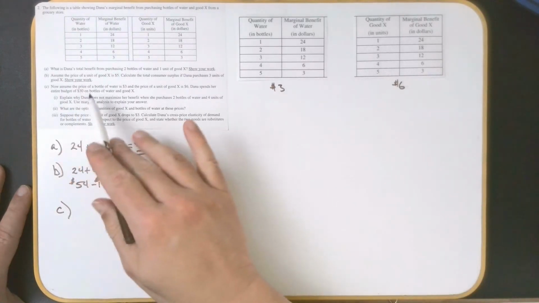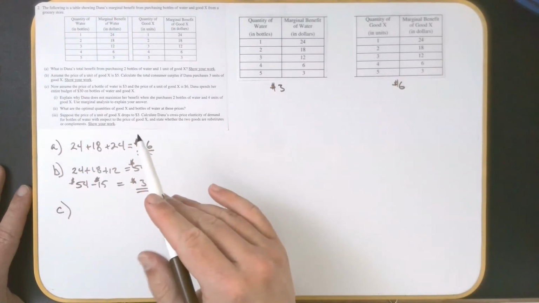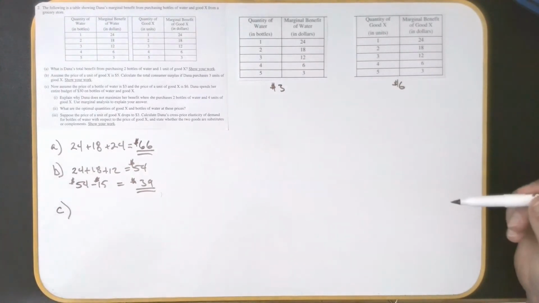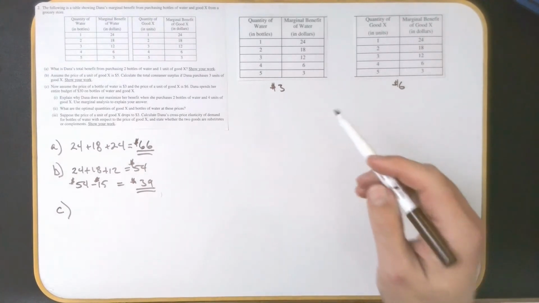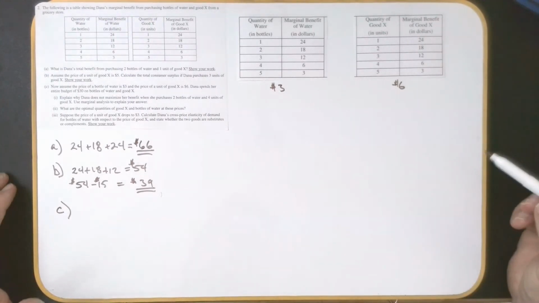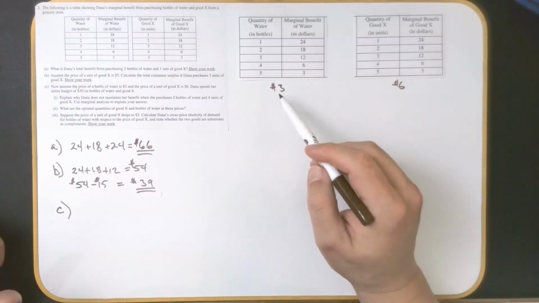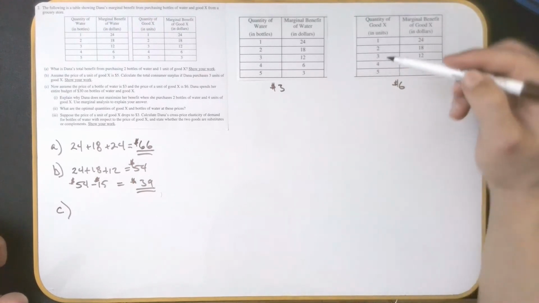Dana spends her entire budget of $30 on bottles of water and good X. Explain why she doesn't maximize her benefit. Well, before we go to that, because we have our marginal utility, we want to do marginal utility per dollar. So what I need to do is divide the benefit, or the utility here, by the price, and I'm going to get marginal utility per dollar.